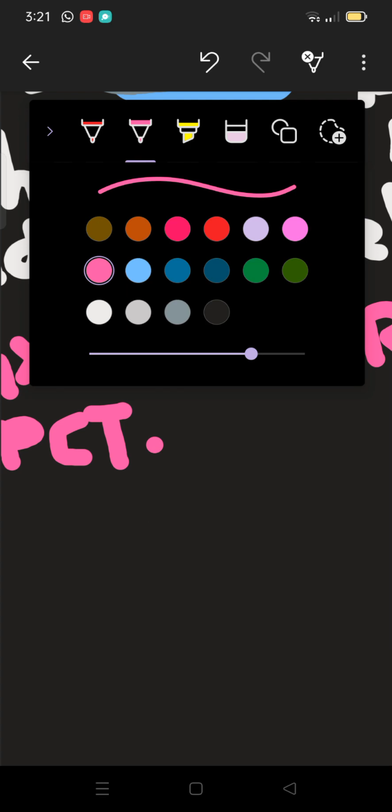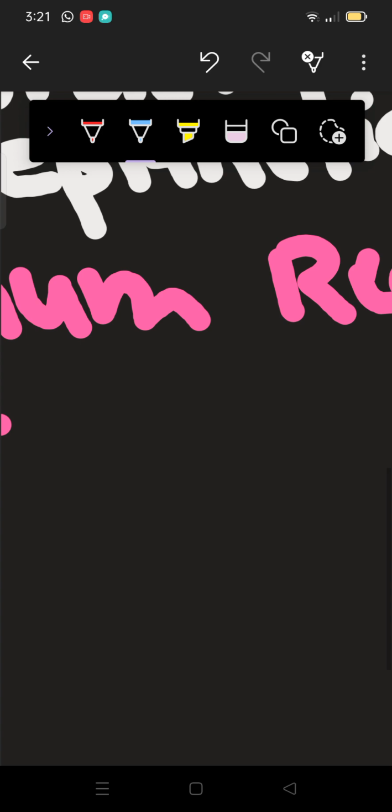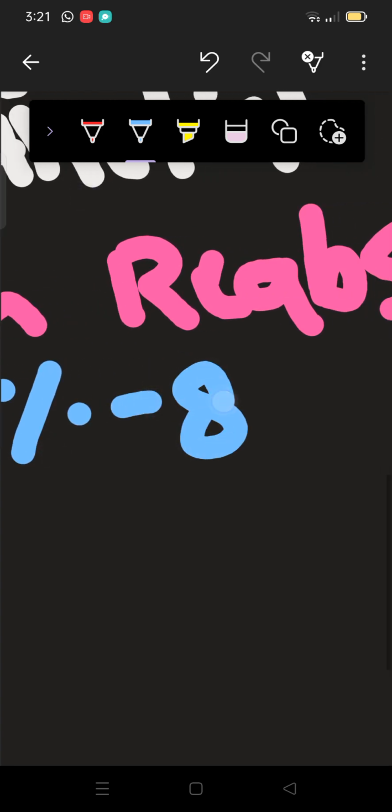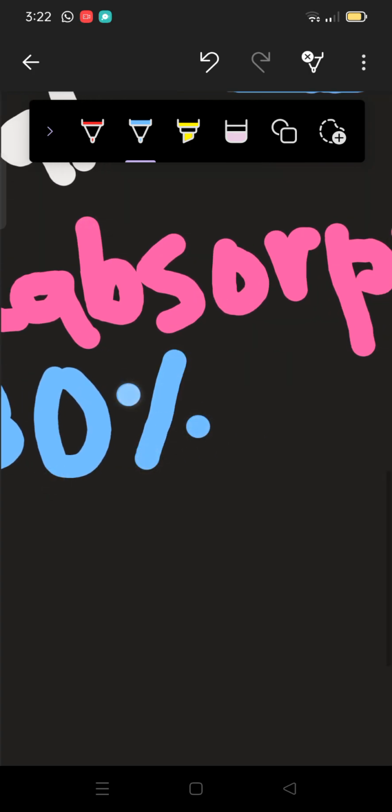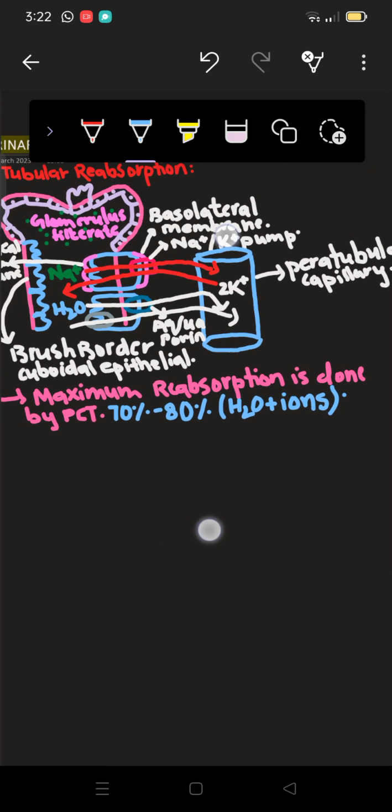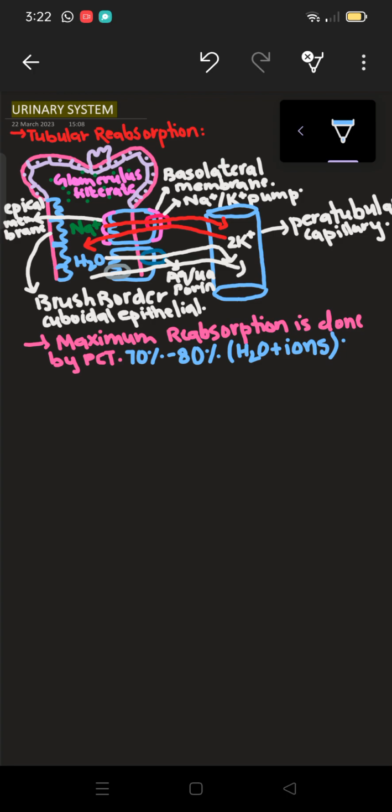And what's the percentage we do have? 70 to 80% water plus ions. So let me write this with this color. 70 to 80% water, H2O, plus ions, sodium, potassium ions. All right, water and ions are reabsorbed by the PCT or proximal convoluted tubule.